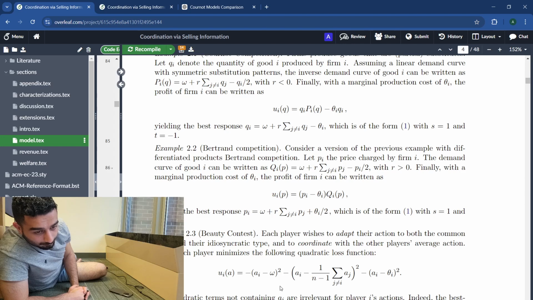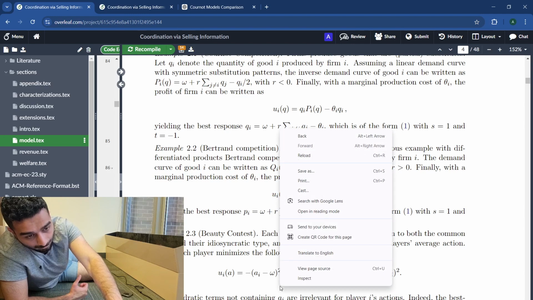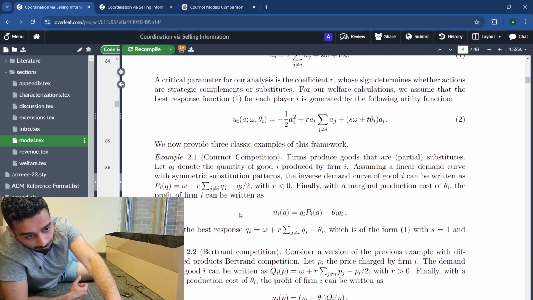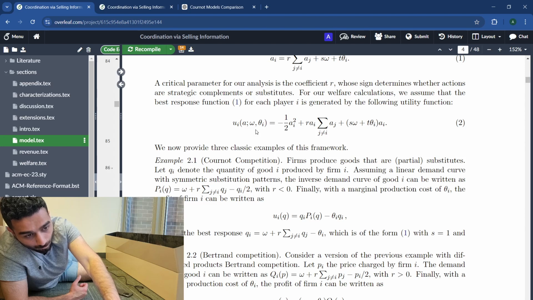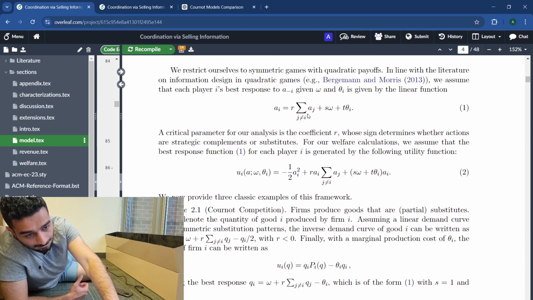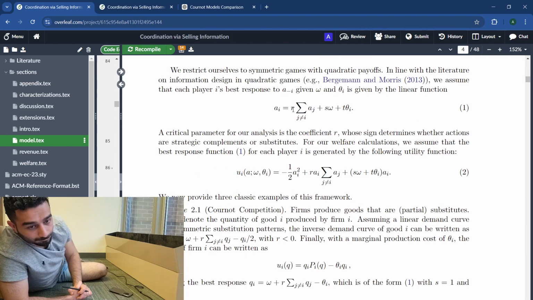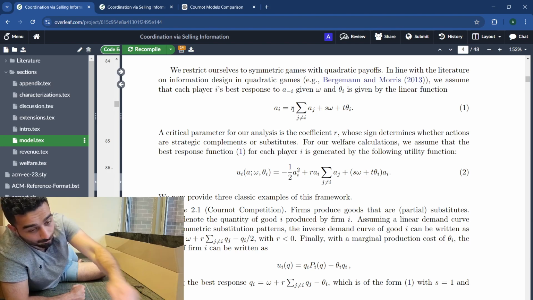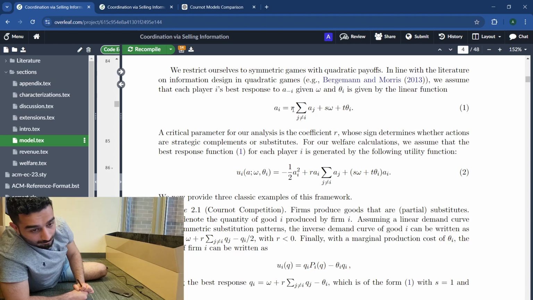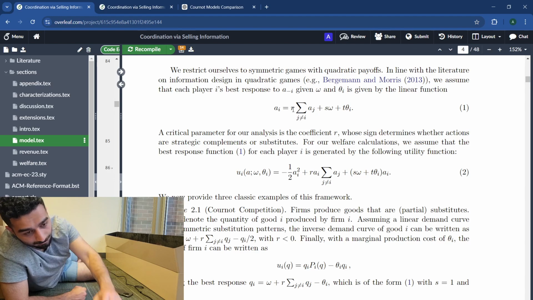And if we want to compare, we need to just compare. And again, look at our setup. Our setup starts not with the utility, but it starts with the best response, of this form r sigma Pj plus s omega plus t theta I. If you want a form of utility, we can add an extra term for other terms. Perfect.